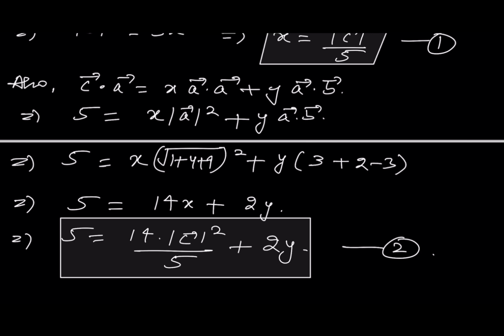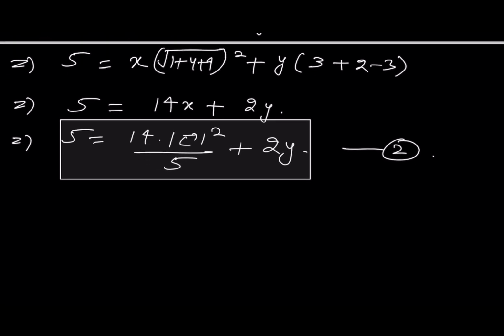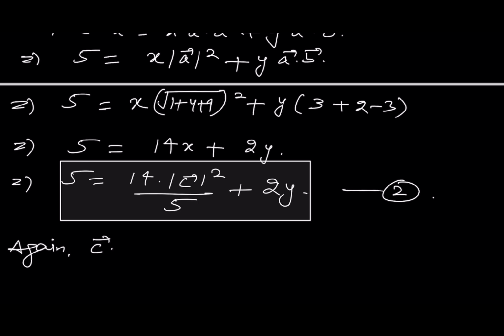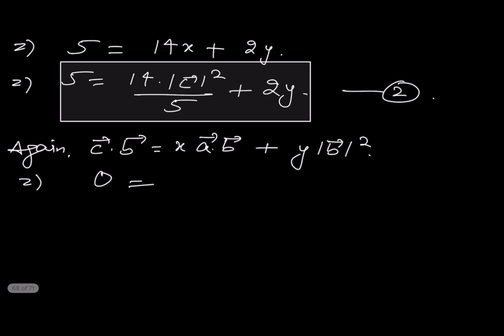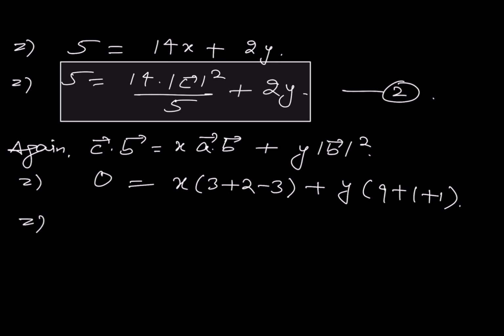Now again I'm taking dot product with B. So this will be C dot B is equal to x times A dot B plus y times mod B square, right? So B dot C is 0. This will become x times A dot B, and A dot B is 3 plus 2 minus 3, plus y times 9 plus 1 plus 1. So this is 2x plus 11y is equal to 0.